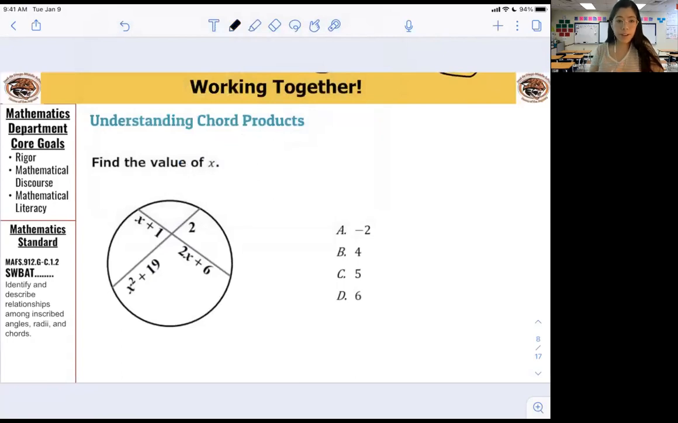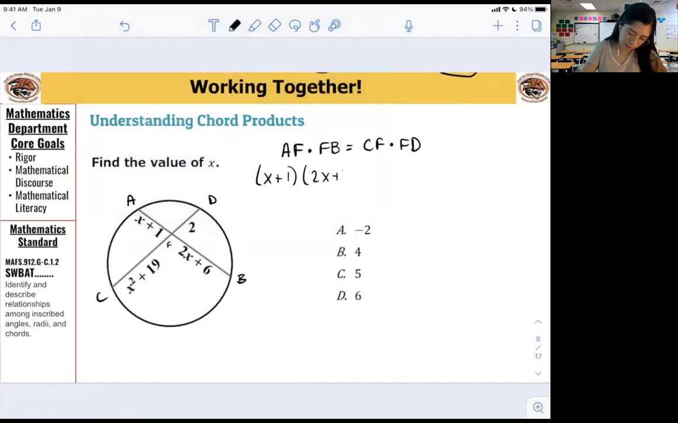We can already tell we're gonna have something to do with the quadratic formula because I already see an x squared. But let's see what happens. So A, B, C, D, and F. AF times FB equals CF times FD. So x plus 1 times 2x plus 6 equals x squared plus 19 times 2.